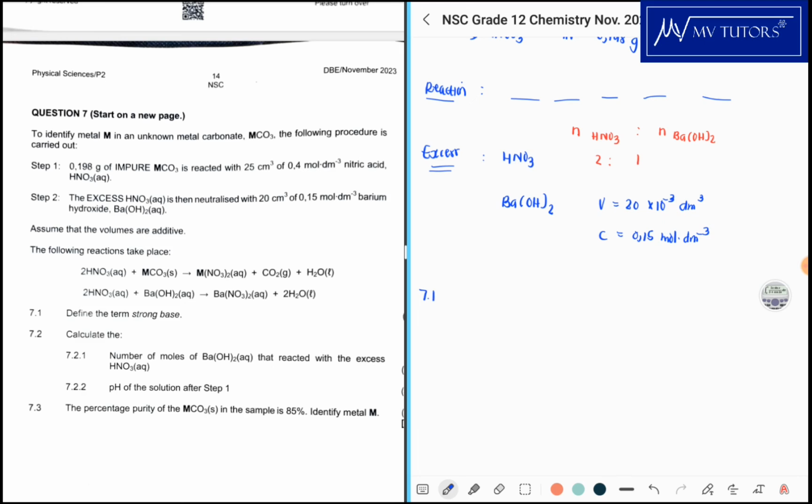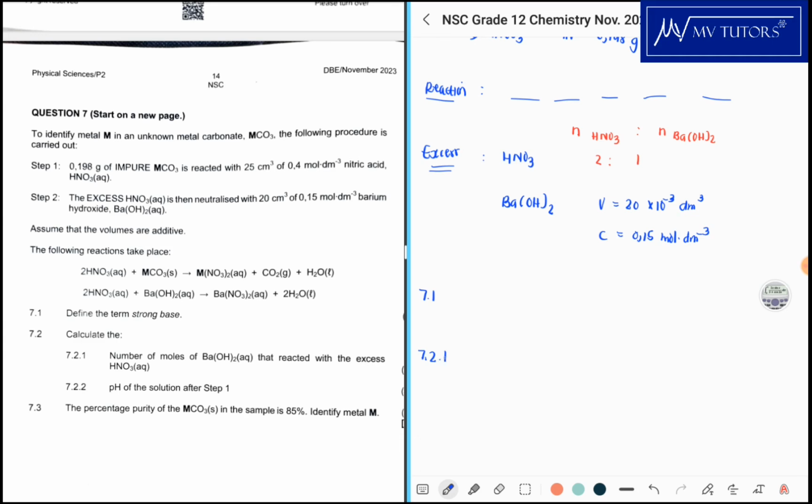Okay, so 7.1 says define the term strong base. A strong base is a base that dissociates completely, unlike a weak base, which doesn't dissociate completely. So a strong base dissociates almost completely or completely to form hydroxide ions when in solution. Sometimes they say when in water, but let's just be safe by saying when in solution. So it dissociates completely to form hydroxide ions when in solution. Okay, so that is that.